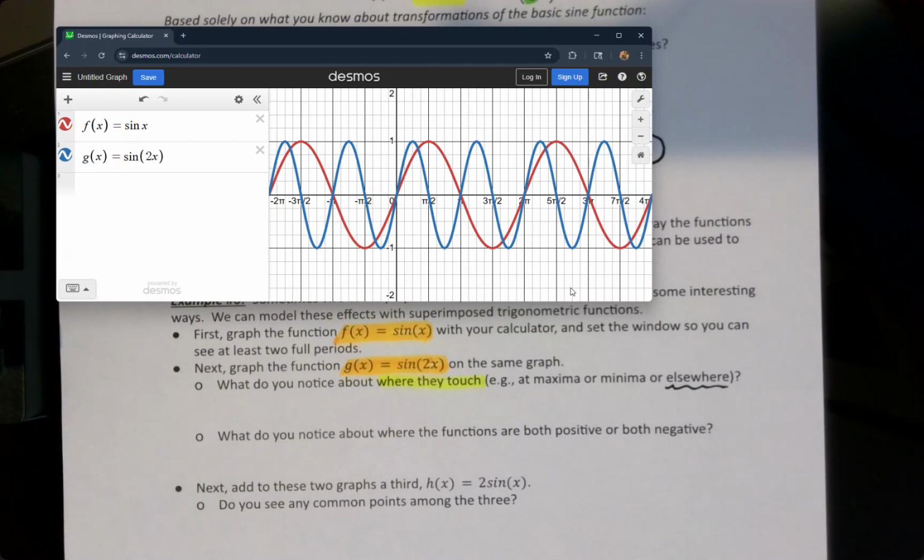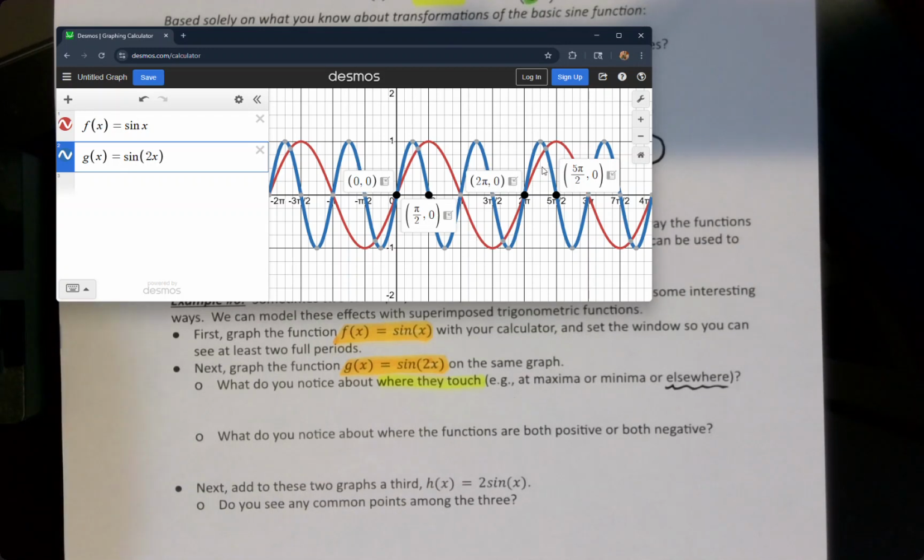What do you notice about where the functions are both positive or negative? Okay, so they're both positive when the 2x function is positive for the first cycle. Then we have to wait until the second cycle of the blue function. So we've got the first period. In the second period, this one's negative.